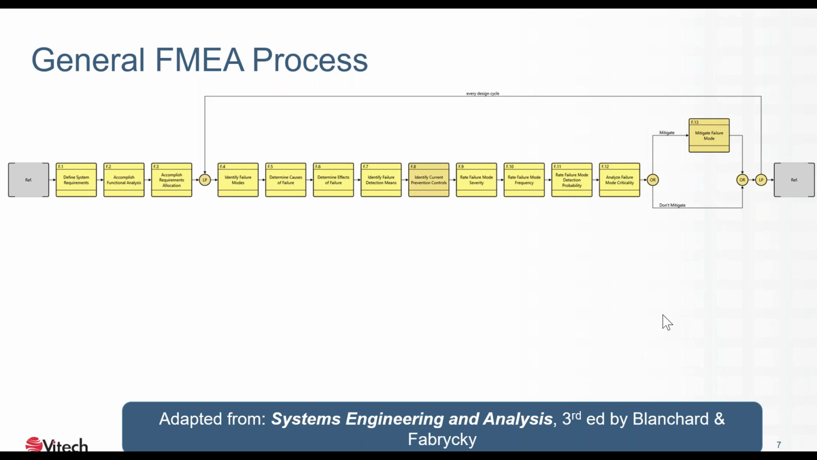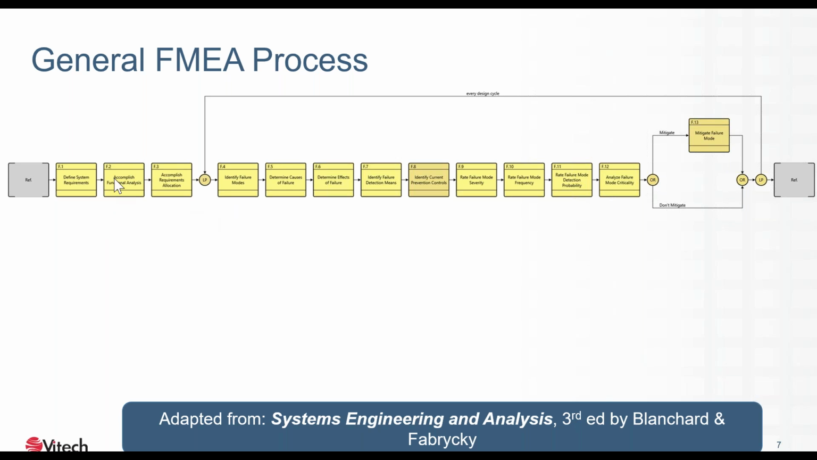It's always good to go back and look at first principles to make sure that anything that we're going to do in terms of implementation, in terms of a process and a methodology and tool capabilities, is tied back to those first principles. What you see here, don't worry about reading all the words, is the general sequence of events that one would go through to conduct a failure modes and effects analysis. This is adapted from a textbook, Systems Engineering Analysis by Blanchard and Fabrycky.